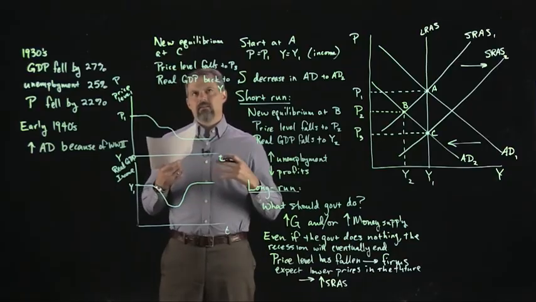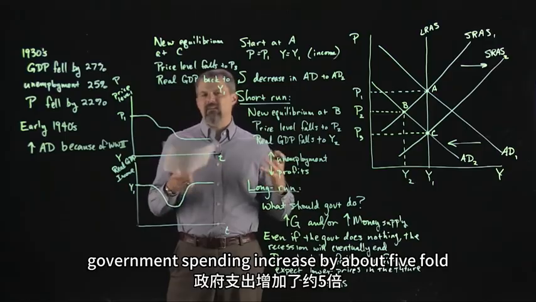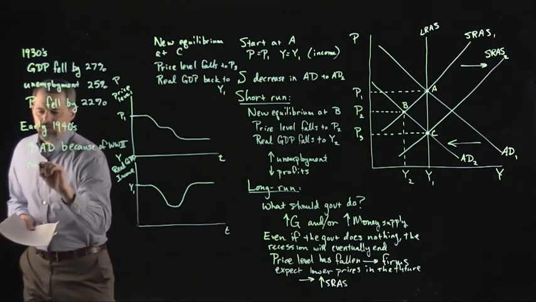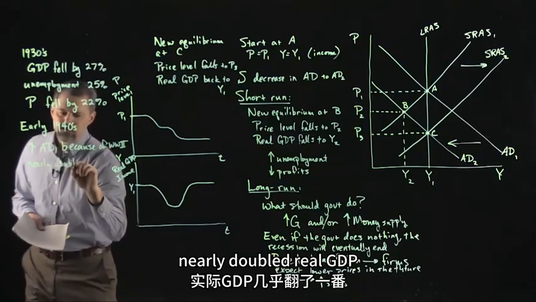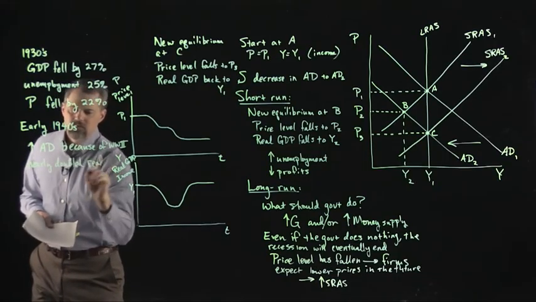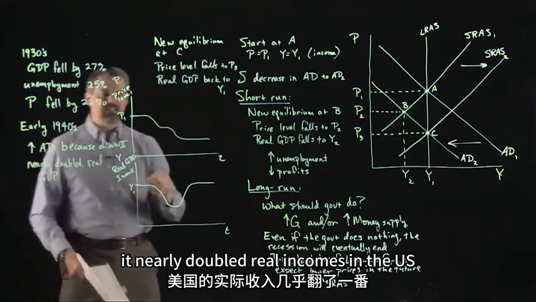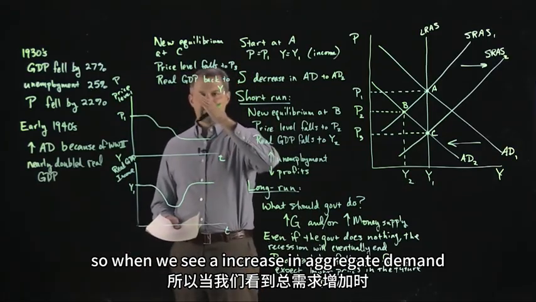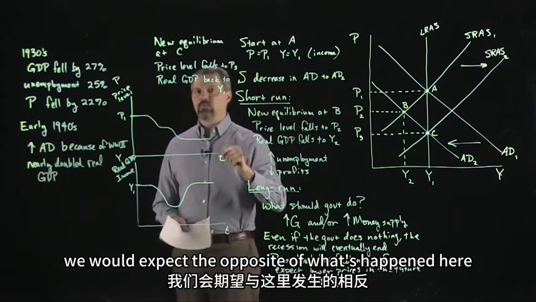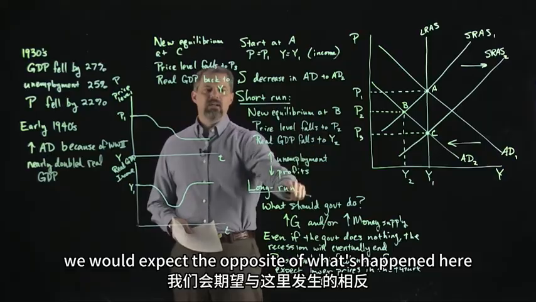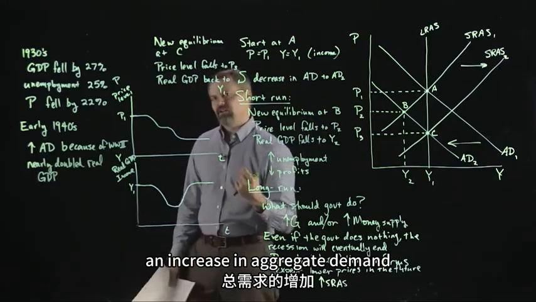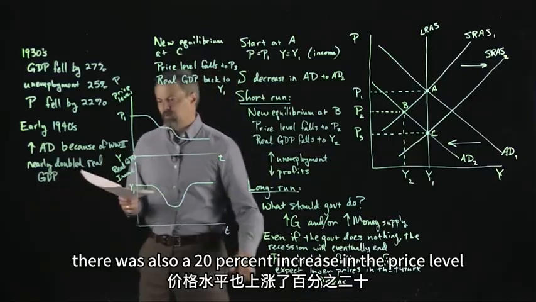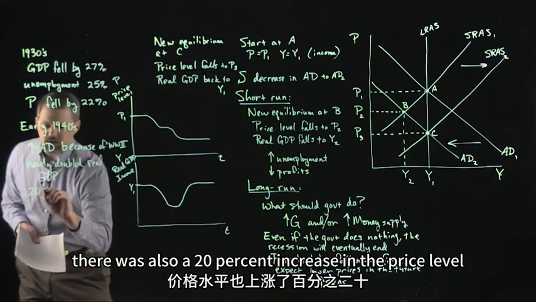So we had government spending increase by about fivefold. It nearly doubled real GDP. And think about what that means. It nearly doubled real incomes in the U.S. So when we see an increase in aggregate demand, we would expect an increase in aggregate demand to drive the price level up and drive real GDP up, which we saw. There was also a 20% increase in the price level.